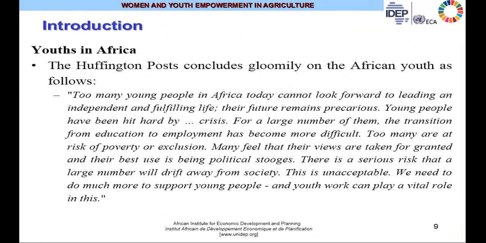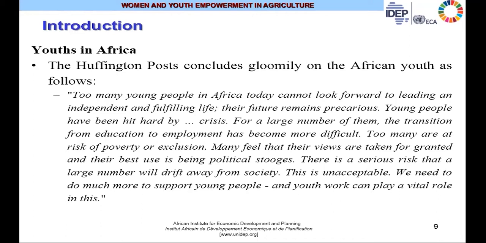In fact, the Huffington Post, an authoritative American newspaper, concludes gloomily on the African youth as follows. Too many young people in Africa today cannot look forward to leading an independent and fulfilling life. Their future remains precarious. Young people have been hit hard by crisis. For a large number of them, a transition from education to employment has become more difficult. Too many are at risk of poverty or exclusion.